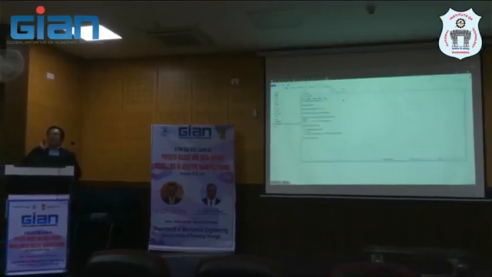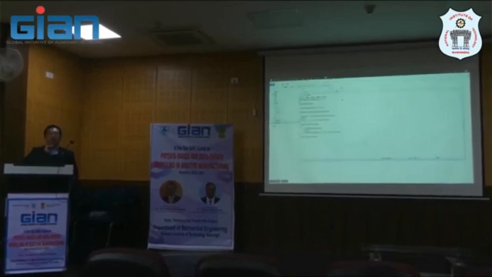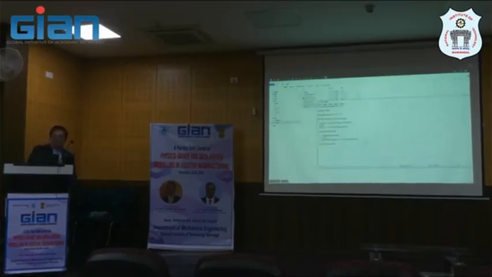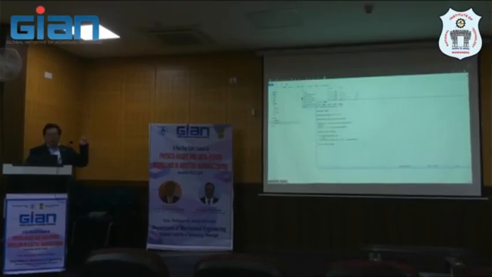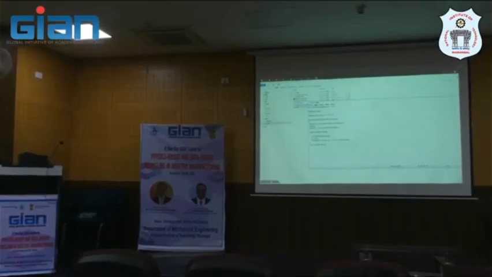Does anyone want to see how we implement the user-defined function? Can you show quickly? This is a user-defined function, right? I think this is the code that we talked about. It is written in C language.